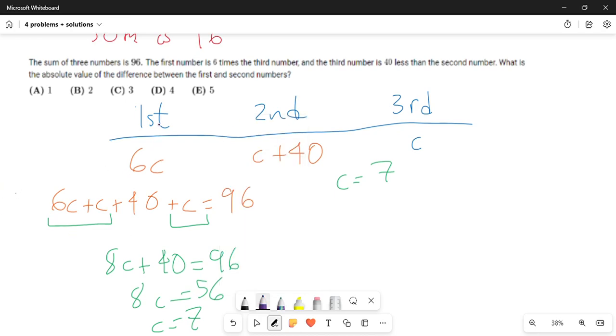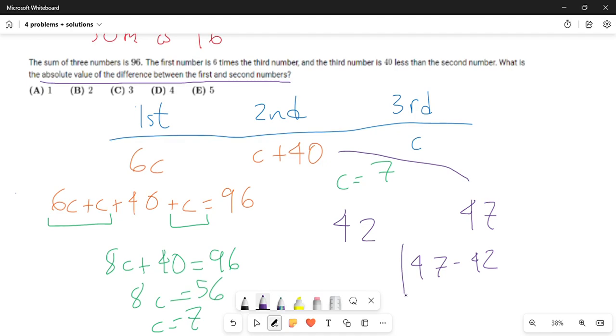So what is the absolute value of the difference between the first and second number? So if C is 7, the first number is going to be 42, and then the second number is just going to be 47. Because when you plug in C to the first term, 6 times 7 is 42, and C is 7 plus 40, so 47. What is the absolute value of the difference between the first and second numbers? So just do 47 minus 42, take the absolute value, which is the positive version.